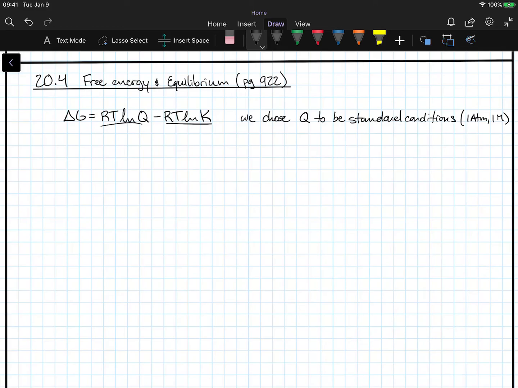Under these standard conditions of 1 atmosphere and 1 molar, Q is equal to 1, and so the RT ln Q term becomes 0. Since we're now under standard conditions, we get to put a little naught symbol on the delta G. So the standard free energy change for any process is simply negative RT ln K, because the whole Q term just goes away. The natural log of 1 is 0, so RT times 0 is 0. So we end up with this really important formula: delta G naught is equal to negative RT ln K.